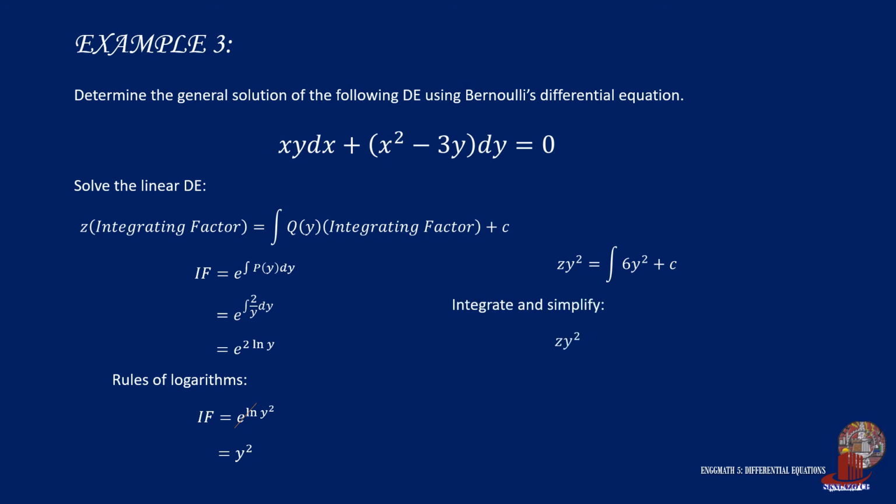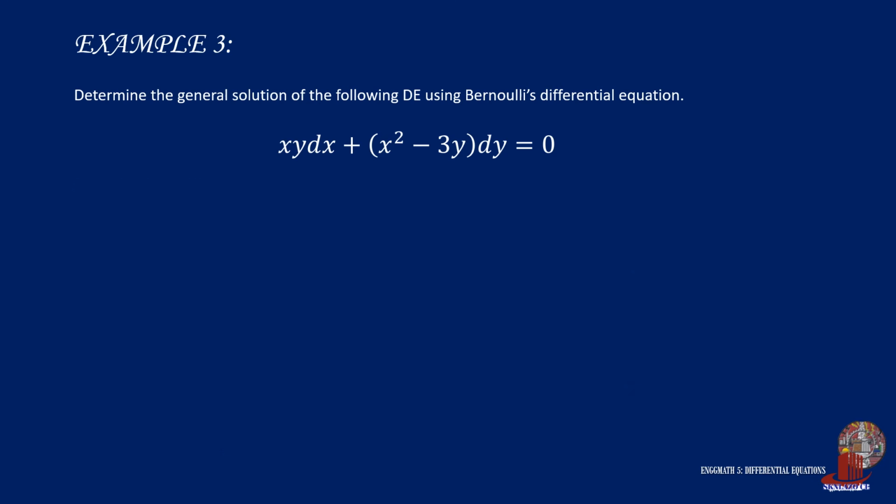Plug y squared into the formula and integrate the second term to have z times y squared is equal to 6 times y cubed all over 3 plus c. Cancel 6 and 3 to simplify the equation into zy squared is equal to 2y cubed plus c. With a simplified solution, take out z by reverting the substitution, where we use z for x squared. Thus we get x squared times y squared is equal to 2y cubed plus c.